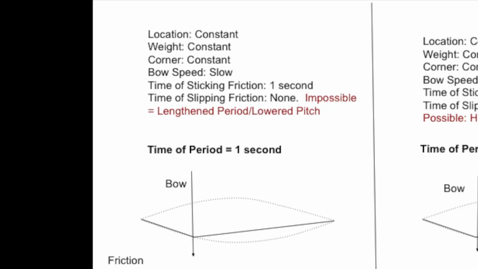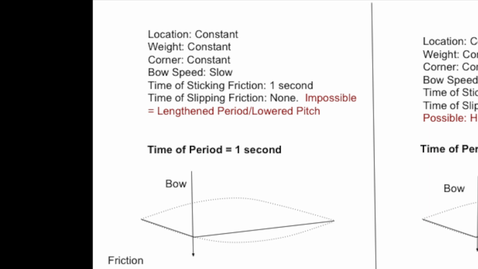And the only part of this process that the violinist gets to decide is, of course, the sticking phase, because that's when the string goes at the speed of the bow. The slipping phase is determined by how fast the string has to move. So let's go to this graph. This graph shows us what happens if our speed is not fast enough. On the left side, you have a constant weight, a constant location, and a constant corner or amplitude as well. And you have a slow speed of the bow.